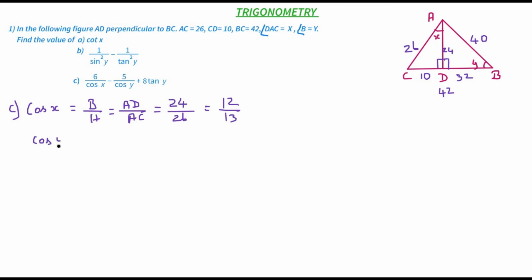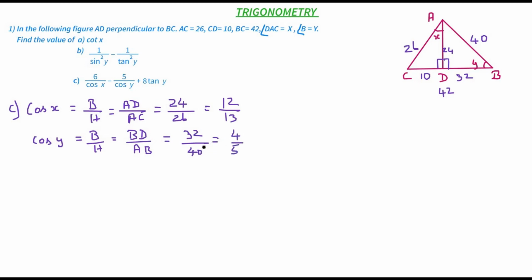So what is cos y? Cos y equals the same thing, base by hypotenuse. Here the reference angle is y. When you take the reference angle y, the base is BD and the hypotenuse is AB here. So BD by AB. So what is the value of BD? 32. 32 by 40. So 32 by 40 can be further reduced to 4 by 5.